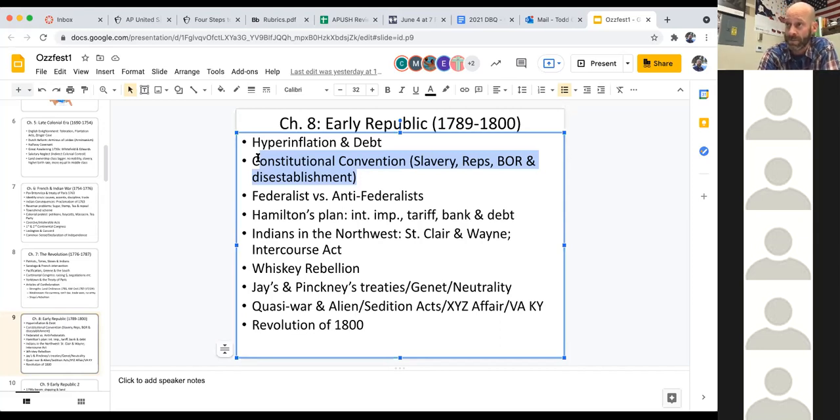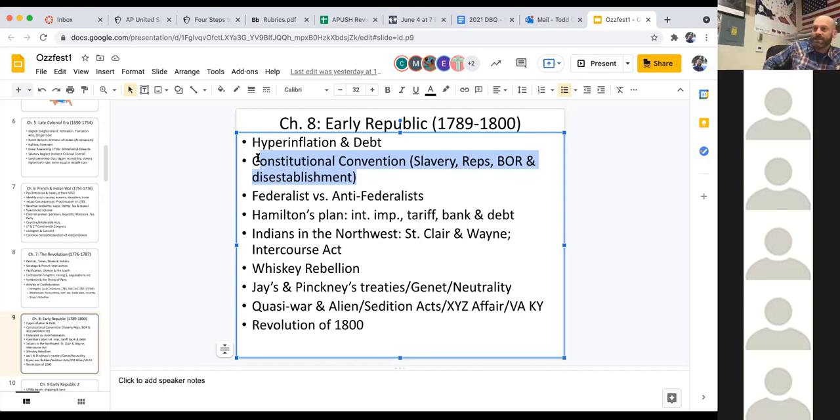Representation would be solved. Under the Articles, every state had equal representation. We make a bicameral legislature where the Senate is equal, but the House is proportional. So states like Virginia are happier now. This issue of slavery rears its ugly head. How will slaves be counted in the census, right? Virginia wants to count slaves because they're the biggest state, but if they don't count their slaves, then Massachusetts is the biggest state. And so you have this weird paradox where slave owners are arguing, no, slaves are people. We want them counted for the census so we have more power.